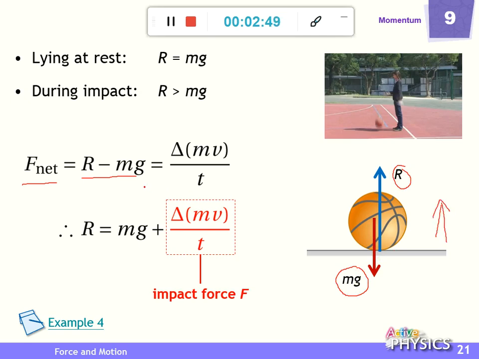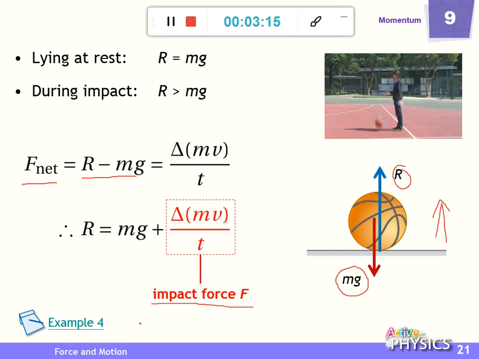This upward force, what is the function of it? It is to provide a change in momentum to rebound the ball upward in the opposite direction. In this case, we will call this the impact force. Okay, it provides the impact force on it. Impact force should be related to the change in momentum over the impact time.